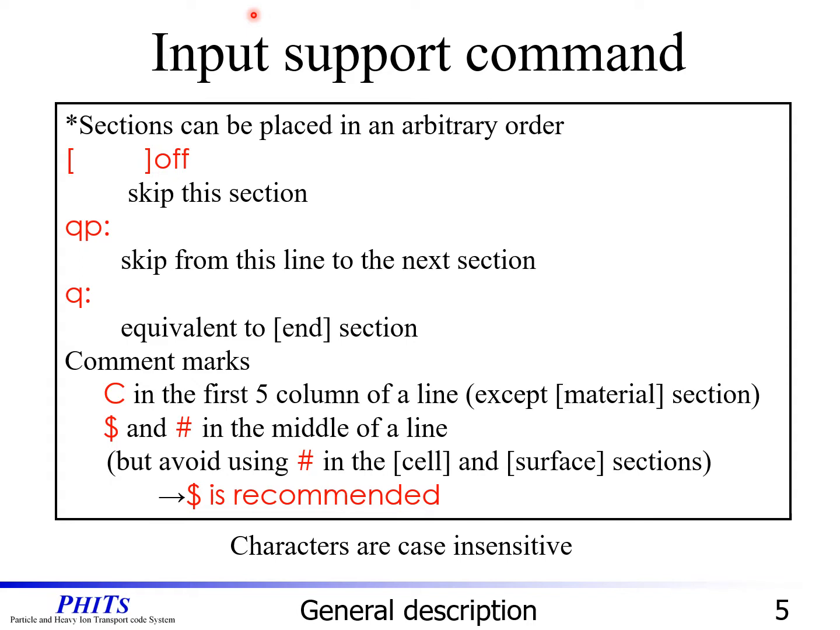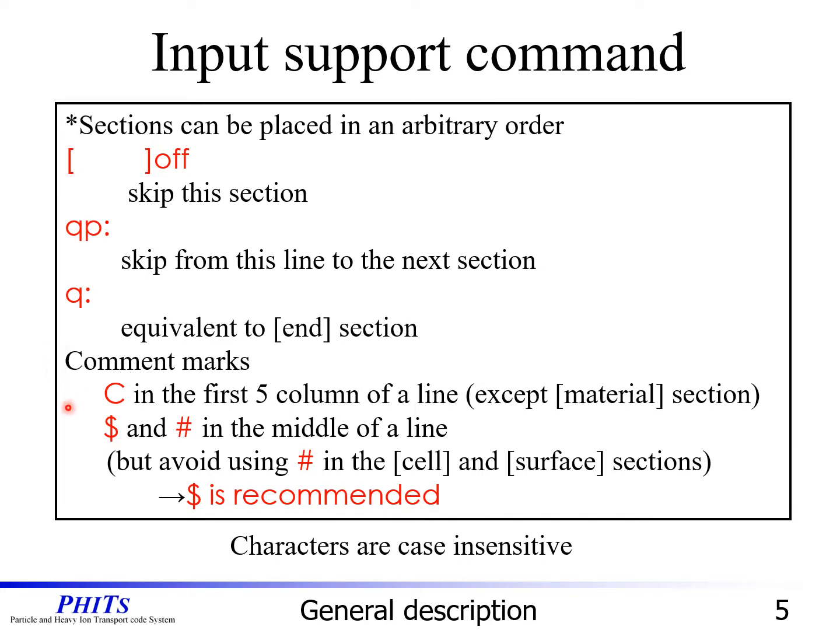Here is the input assistance. By turning off the section name, you can skip the section. When you write QP: at the line head, reading of parameters is skipped from this line to the next section. Q: is equivalent to the end section. Any input information written below the end section is ignored.